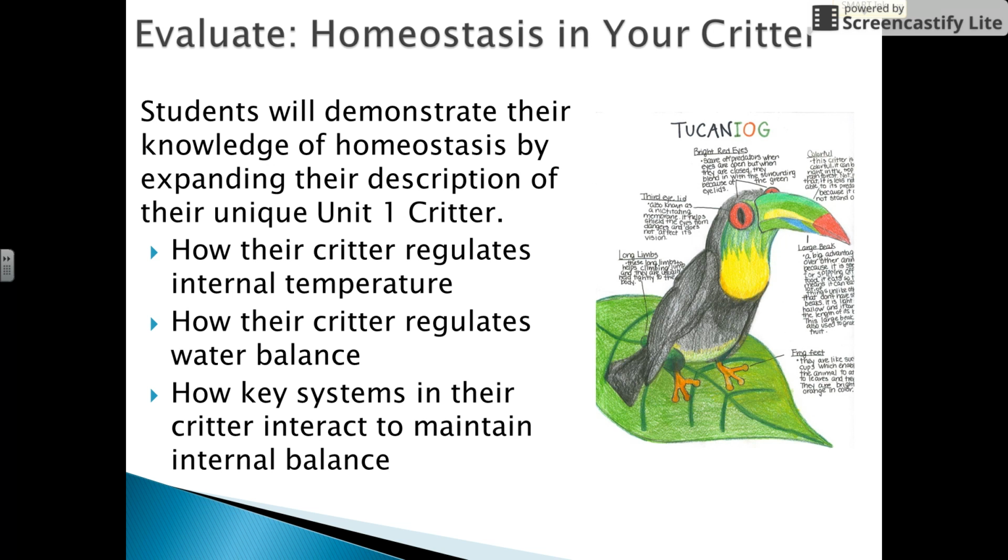This chapter ends with an evaluate, homeostasis in their critter. Students have the chance to go back and add to their unique critter they created at the end of Unit 1. Students will demonstrate their knowledge of homeostasis by expanding on their description. They're going to have to describe how their critter regulates internal temperature, how it regulates water balance, and they'll also have to demonstrate their understanding of how these systems interact to keep their organism alive.